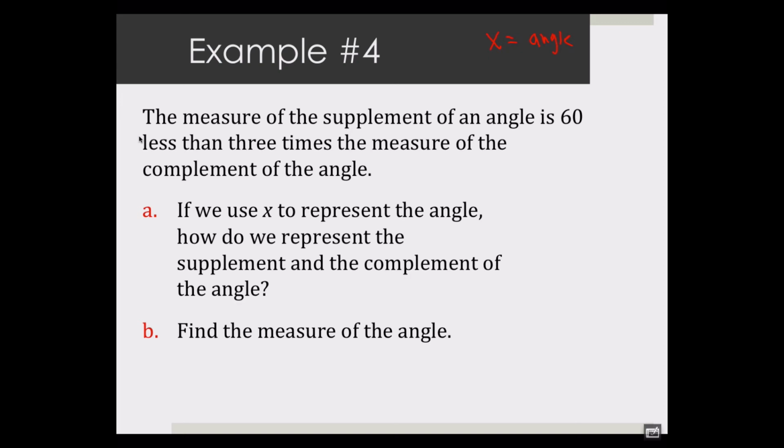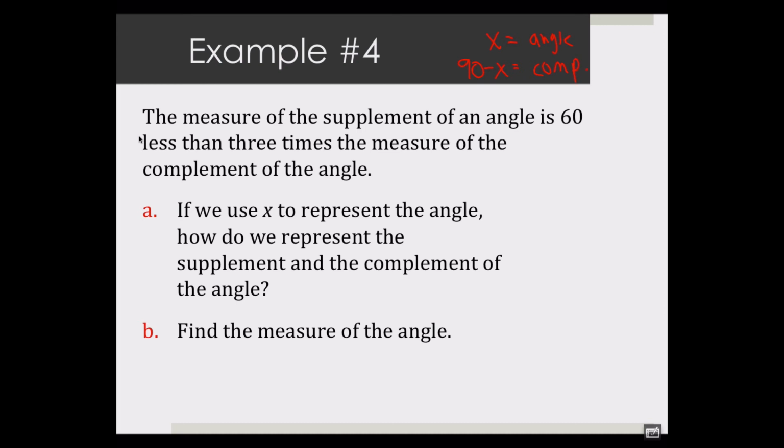Paul? 90 minus x. Does that make sense to everybody? Yep. Let's suppose the angle is 5 degrees. How would you find out its complement? You would take 90 minus 5 and get 85. So if the angle measure is x, its complement would be 90 minus x.